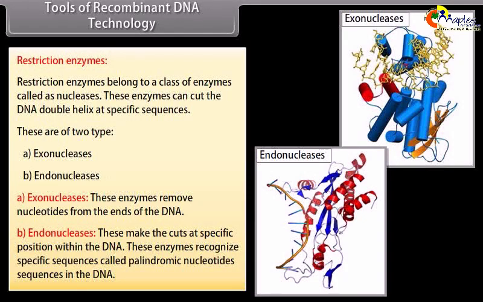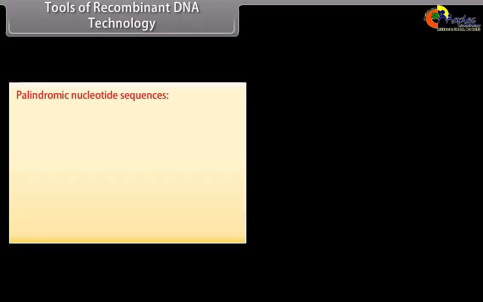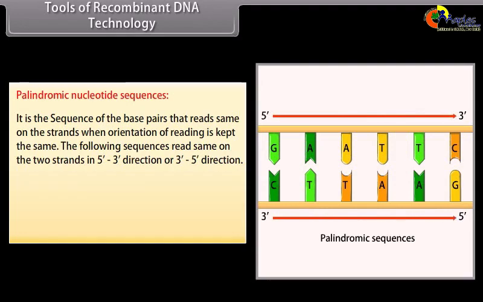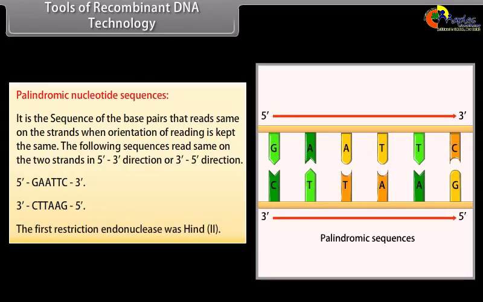These enzymes recognize specific sequences called palindromic nucleotide sequences in the DNA. Palindromic nucleotide sequences. It is the sequence of the base pairs that read same on the strands when orientation of reading is kept the same. The following sequences read same on the two strands in 5' to 3' direction or 3' to 5' direction. 5' GAATTC 3', 3' CTTAAG 5'. The first restriction endonuclease was Hind2.